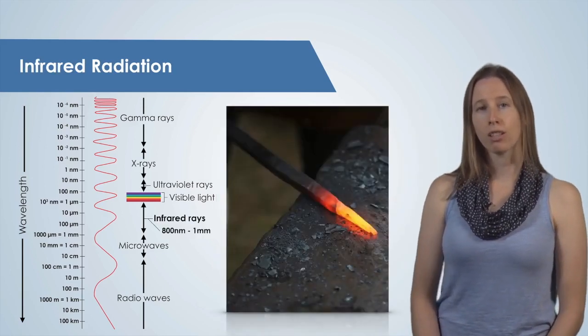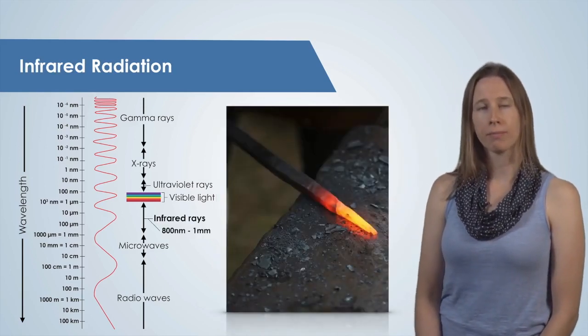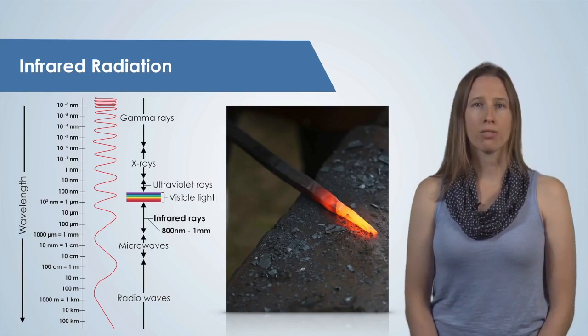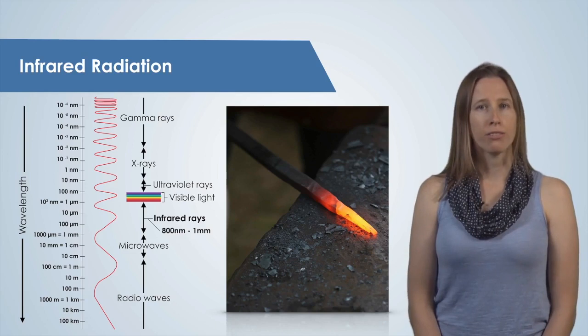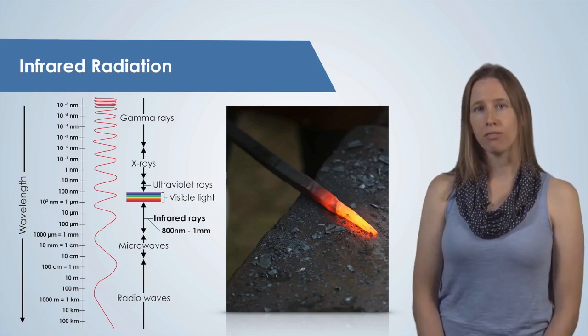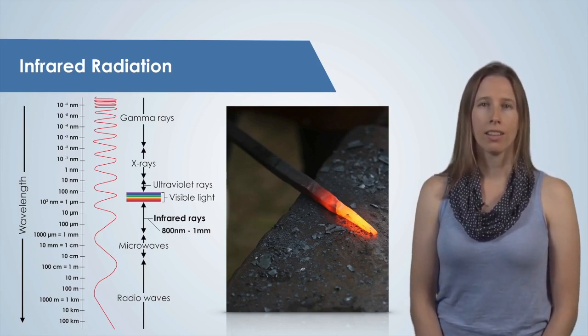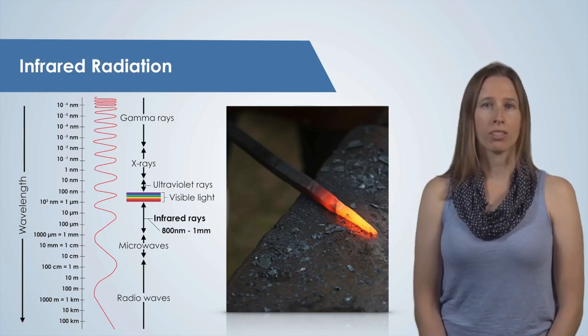Infrared radiation has longer wavelengths than visible light. Its wavelength can range from 800 nanometers to 1 millimeter. If you've ever felt the heat from a hot object, you've felt infrared radiation. It can also be used for material characterization.